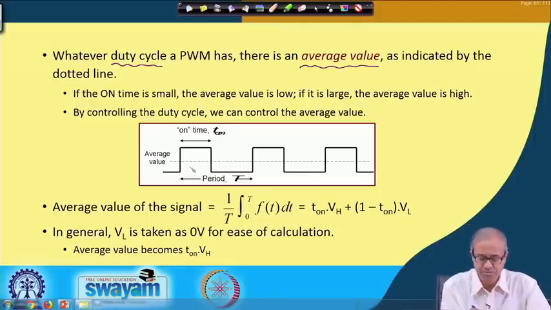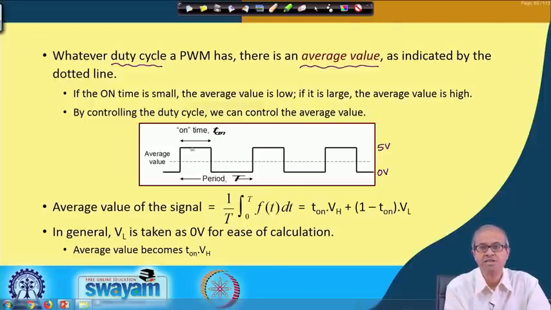Now, let us assume this voltage is varying from 0 volts up to some maximum, let us say 5 volts. So, the average value shown by this dotted line in between will be some value between 0 and 5. This average value will very much depend on how much time the pulse is on. So, the more the on period, this dotted line will move up, but if the pulses are very narrow, with a very small value of T on, then this dotted line will move down.